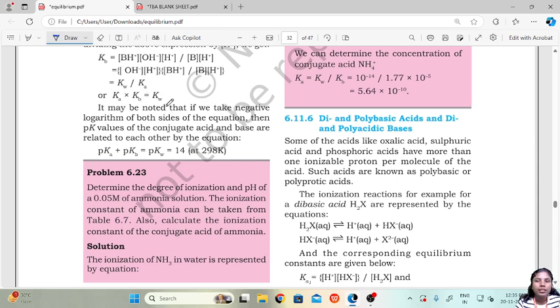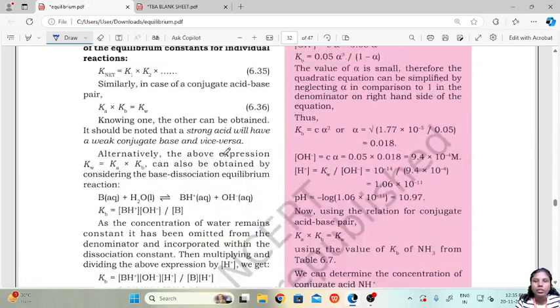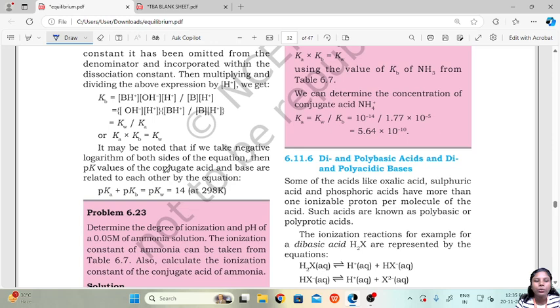It may be noted that if we take a negative logarithm of both sides of the equation, then the pKa values of the conjugate acid and base relate to each other by this equation, which comes to be equal to pKw. The pKw value is supposed to be 14, so when you do it, you anyway end up getting 14 as the value.